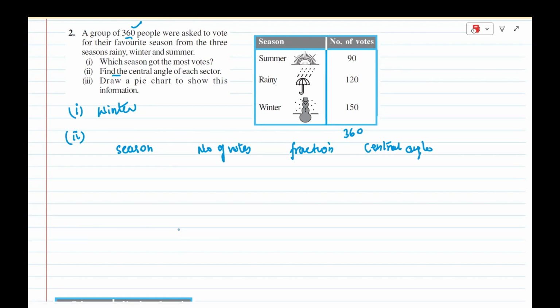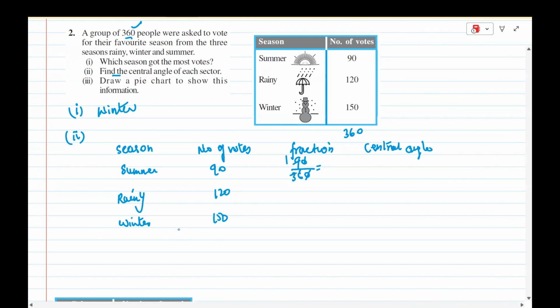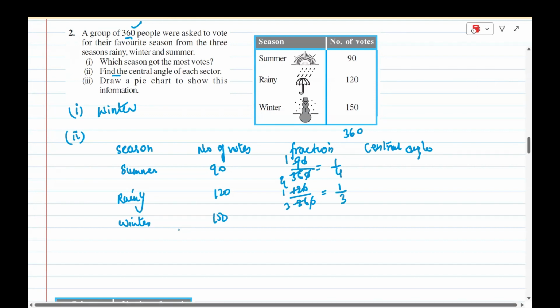And how is that? See, seasons are 3: summer, then there is rainy, and there is winter. Number of people are 90, 120, and 150. So fraction is what? The amount for that particular thing divided by total. This is the fraction. So 90 divided by 360, 9 ones are 9, 9 fours are 36, means the fraction is 1 by 4. Here 120 divided by 360, 12 ones are 12, 12 threes are 36. That is 1 by 3.